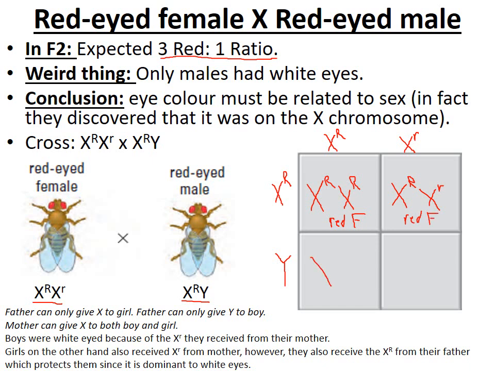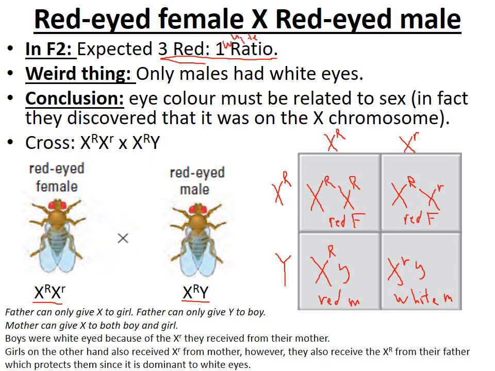He got an X big R Y, so a red male. And he got an X little r Y, a white male, a white-eyed male. And so, yeah, you get your 3-to-1 ratio. You get 3 red to 1 white.